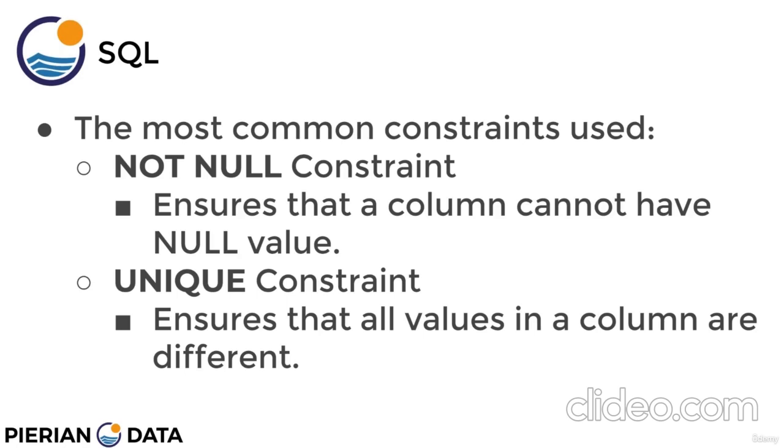Then another constraint that's really common is the UNIQUE constraint. This ensures that all values in a column are different. So a unique constraint could be used on something like a customer ID column because you want each customer ID to be unique. You wouldn't want to use a unique constraint on something like a first name column because people can definitely have the same first name. So UNIQUE, again, ensures all values in a column are distinct or different.